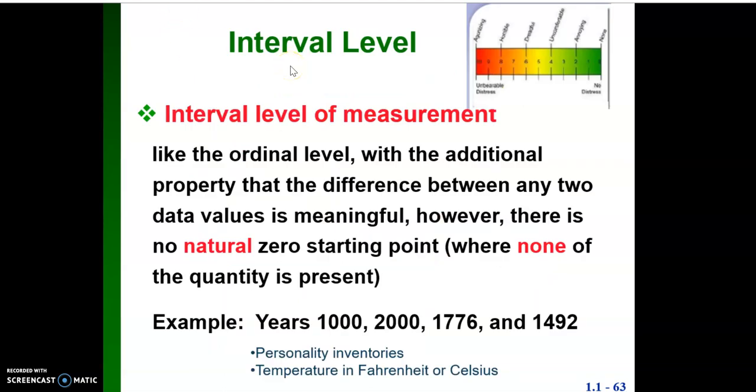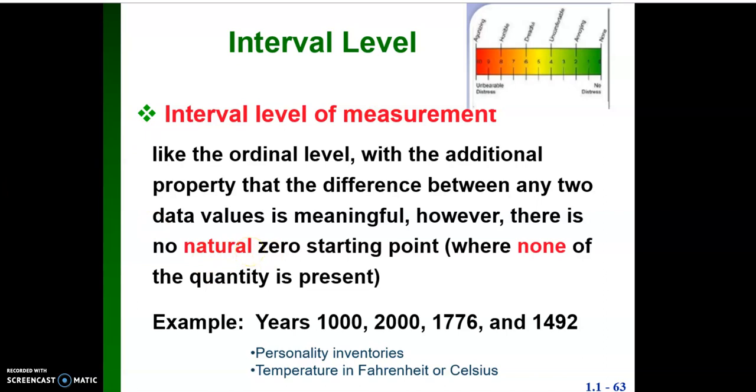The next level of measurement we call interval. What does the interval level of measurement mean? It is like the ordinal level, with an additional property that the difference between any two data values is meaningful. Previously I said that between grade A and B we don't know the difference, so that is not meaningful. But with the interval level of measurement, the difference is meaningful. At the same time, there is no natural zero starting point. What does natural zero mean? Natural zero means you know that zero means nothing, right?